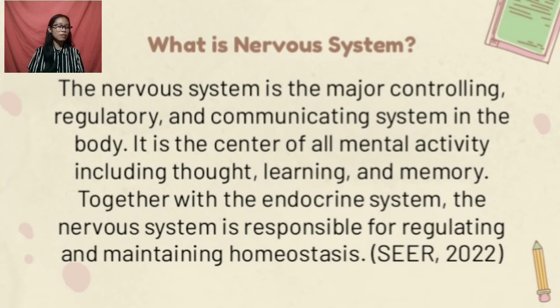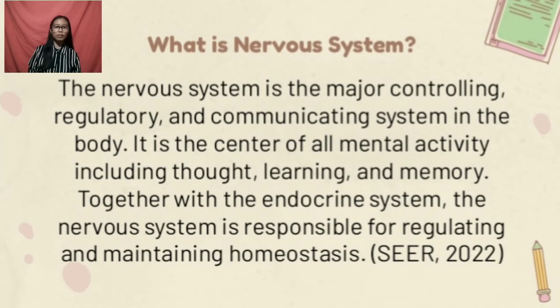So what is nervous system? The nervous system is the major controlling, regulatory, and communicating system in the body. It is the center of all mental activity including thought, learning, and memory. Together with endocrine system, the nervous system is responsible for regulating and maintaining homeostasis.